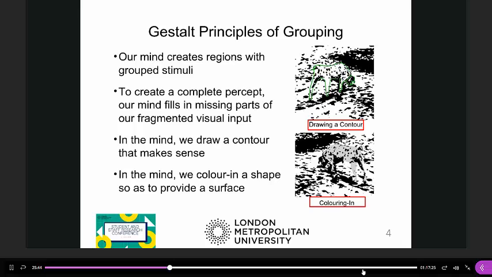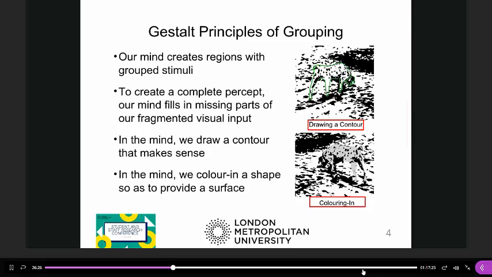So this is the fragmented visual input, and in the mind we draw a contour around stimuli that we think belong together. So all these dots inside the contour belong together because what we've got is a meaningful shape. We can also have an alternative strategy where we color in a shape so as to provide a surface. So this is the coloring in, and you can see the gray shade, and this is like an area where these dots belong together because they are in the same area.